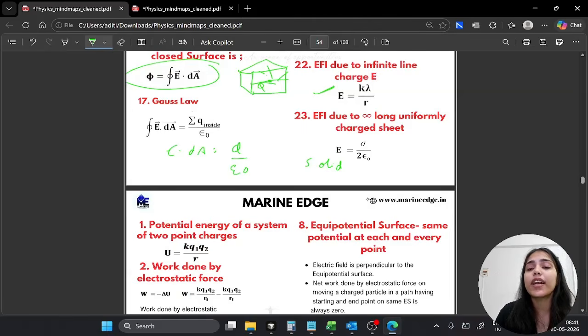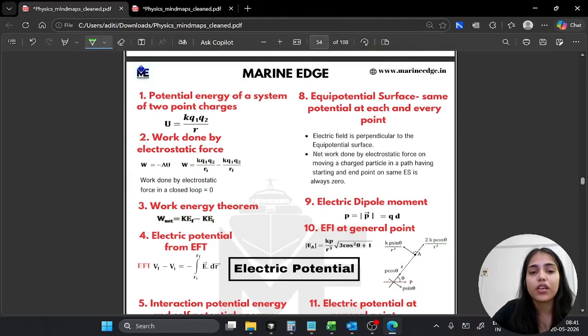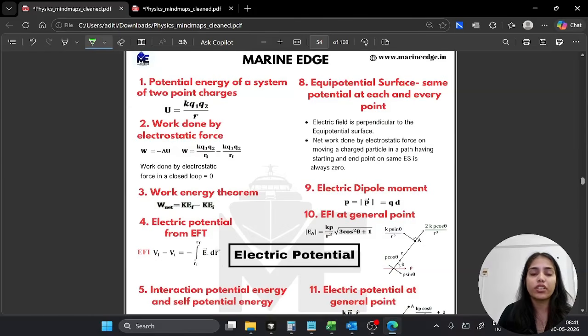Electric field due to infinitely long sheet. If you have a sheet that is charged, sigma will be the charge per unit area and electric field is sigma upon 2 epsilon. Next, potential energy of system of two charges. If you have two charges placed here, what will be the potential energy? That is k q1 q2 upon r.